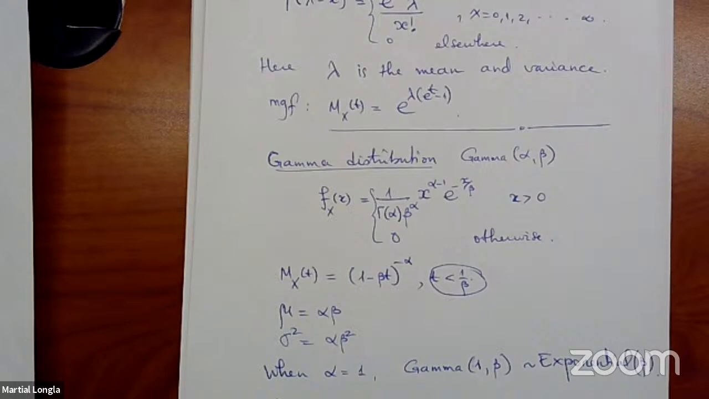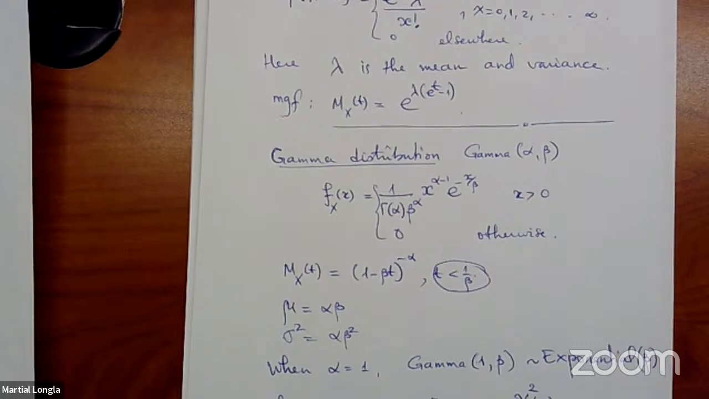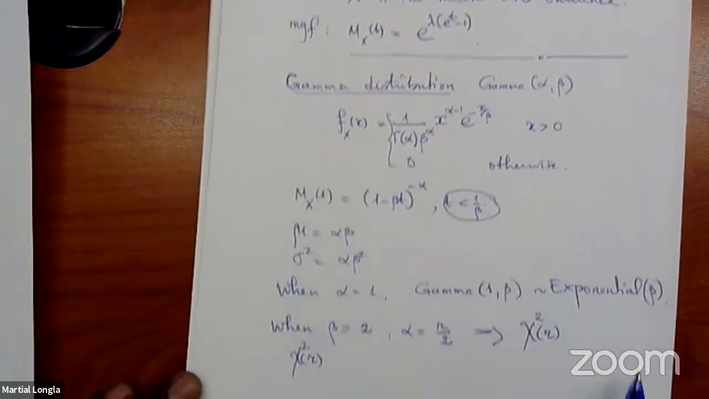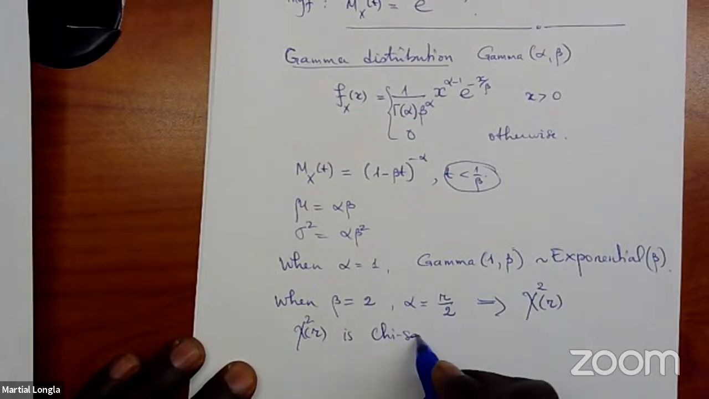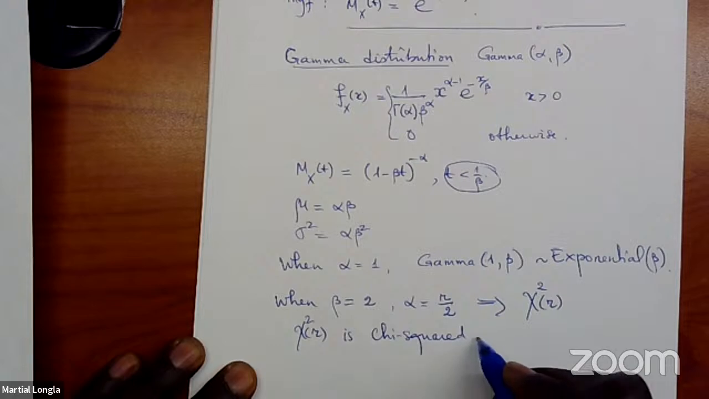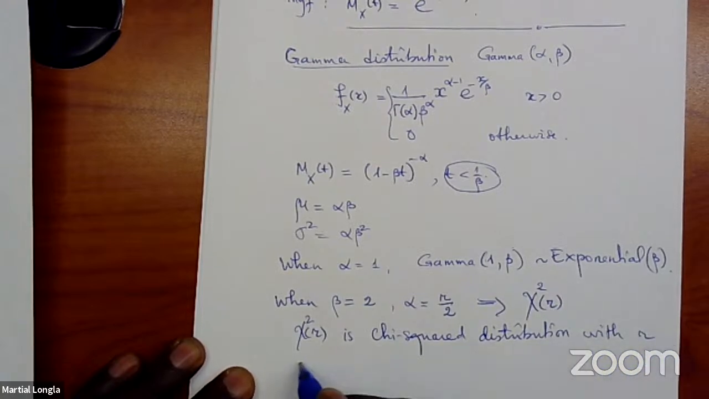When beta is equal to 2, and we denote alpha as r over 2, we obtain the chi-squared distribution with r degrees of freedom. So that's the chi-squared distribution with r degrees of freedom.